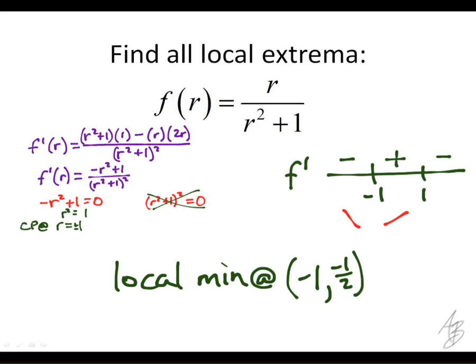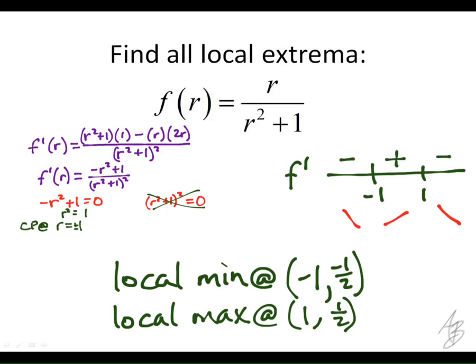Okay. And then at this other critical point, it goes from increasing here to decreasing. So we're going to get a local... It goes from increasing to decreasing. It's going up and then it goes down. So we've got a maximum. That is a local max at 1/2. That make sense?